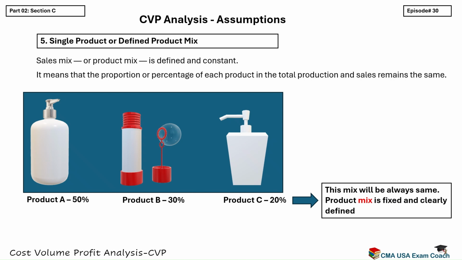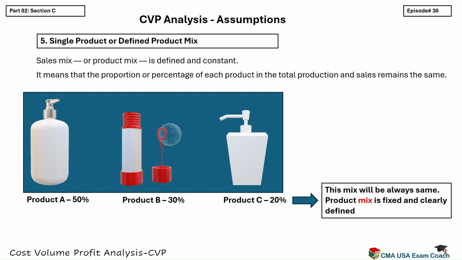Why is this important? Because contribution margin is different for different products. If the product mix changes, then the overall average contribution margin also changes, and that will affect the break-even point and profit analysis. So, to make CVP analysis meaningful, we assume either the company sells only one product or, if it sells multiple products, the product mix is fixed and clearly defined. This assumption helps in keeping the calculations consistent and reliable. If the actual mix of products changes frequently, then CVP analysis becomes less accurate.